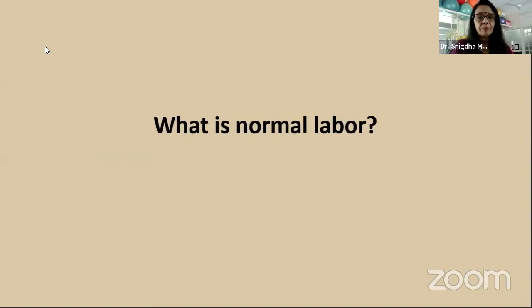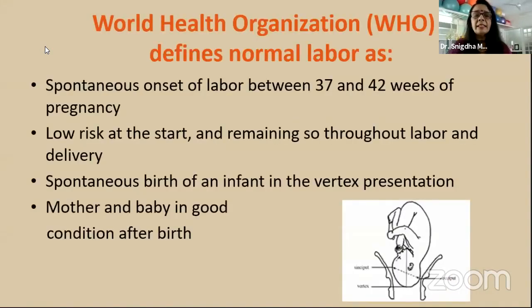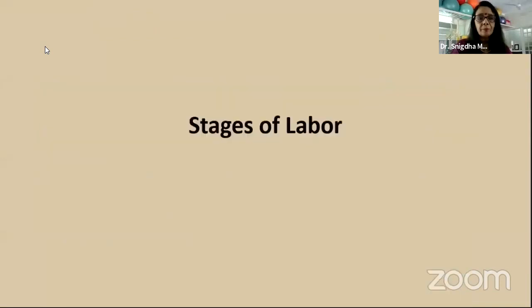So let me first introduce you to what is normal labor. So World Health Organization defines normal labor as spontaneous onset of labor between 37 and 42 weeks of pregnancy, low risk at the start and remaining so throughout labor and delivery. Spontaneous birth of an infant in the vertex position, and mother and baby in good condition after birth. So that's the normal labor defined by WHO.